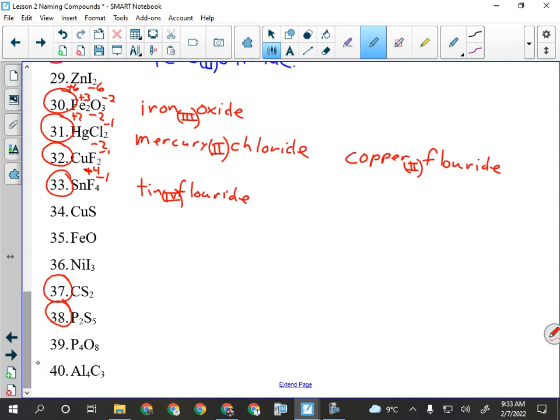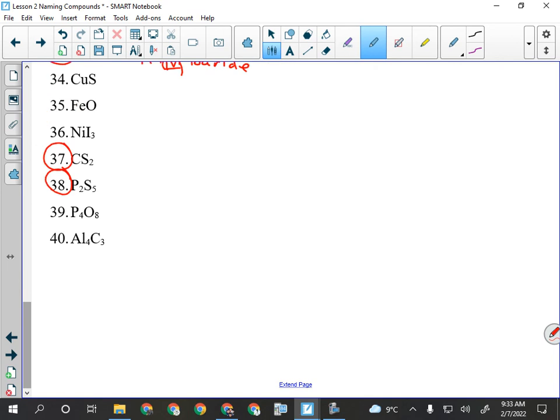And then for 37 and 38, okay, so we've got carbon and sulfur. Those are both non-metals. So we've got carbon disulfide. Remember, we don't put mono on our first one. And then for the second one here for 38, we've got phosphorus and sulfur. Again, both non-metals. So this will be diphosphorus pentasulfide. Okay. Questions on any of those? How are we feeling about these?